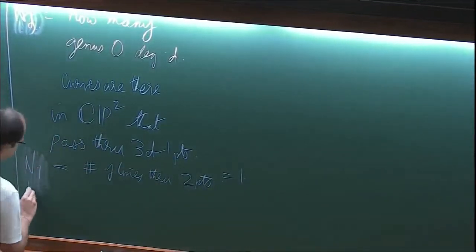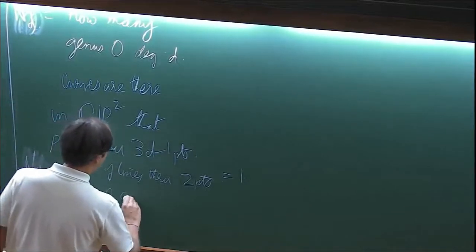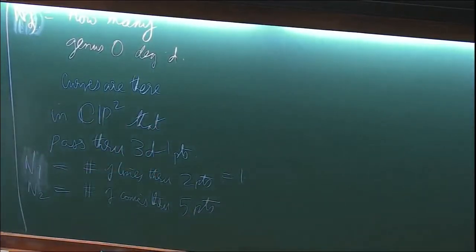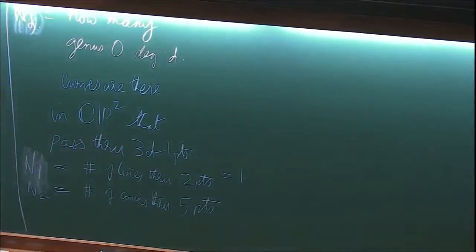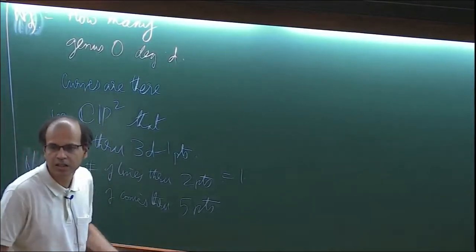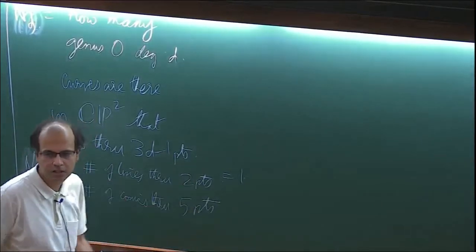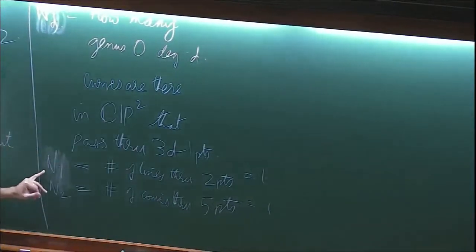Similarly, what should be N2? N2 should be the number of conics that pass through 5 points. Also, if you think a little bit, think of a conic in a slightly different way. Think of a conic as the zero set of a degree 2 polynomial. You'll see the space of conics is P5 basically. Passing through each point imposes a linear condition, so 5 variables and 5 linear equations, so the answer is 1. If every time the answer was 1, this would not be a very interesting question. N2, the answer just happens to be 1, but the reasoning is a little bit more interesting than N1.